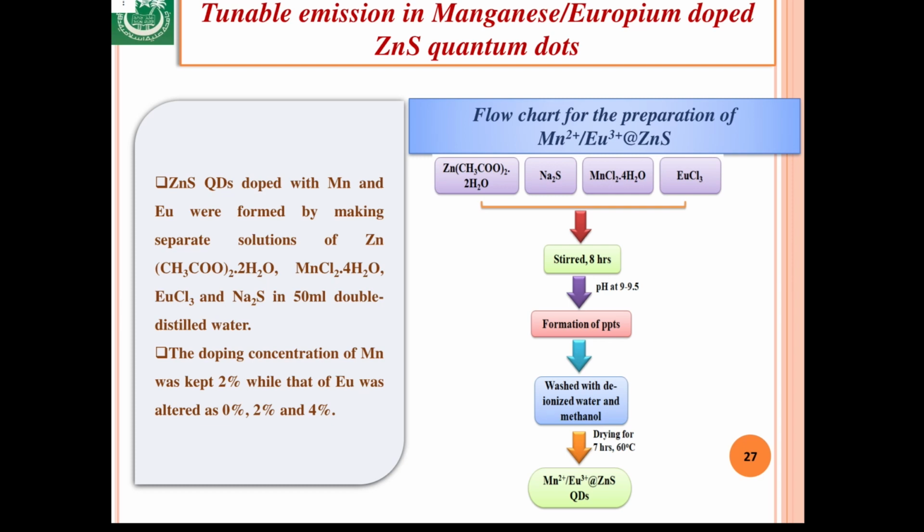In another work, we studied and synthesized manganese and europium doped zinc sulfide quantum dots to study them as a phosphor material. We kept the doping of manganese at 2%, while we changed the percentage of doping of the europium from 0 to 4% using the co-precipitation method.